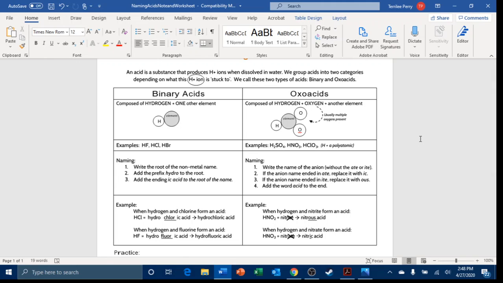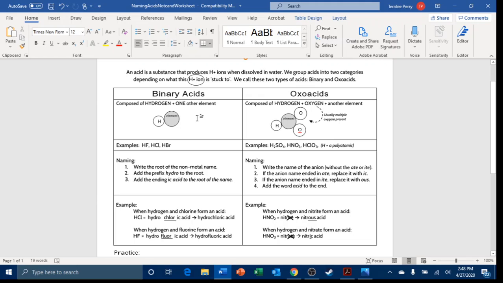Okay, so acids always have hydrogen in them because acids produce hydrogen ions. They always produce a hydrogen ion. That's how you know something is an acid. And acids are in two categories. You have binary and you have oxyacids. And those have hydrogen and oxygen and something else. But let's go with binary first.